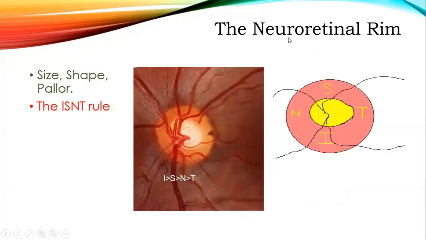The most important thing is the integrity of the neuroretinal rim, which consists of, as I said, the axons of the retinal ganglion cells forming the optic nerve. It is thickest inferiorly, then superior, then nasal, and then temporal. So if you assess the integrity of this neuroretinal rim, which obeys the ISNT rule, inferior thickest, then superior, then nasal, then temporal, always assess whether this disc complies with the ISNT rule.